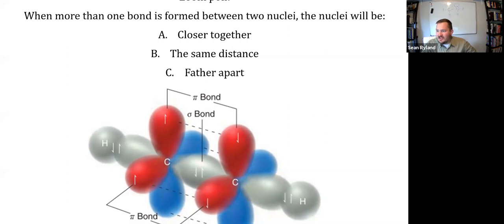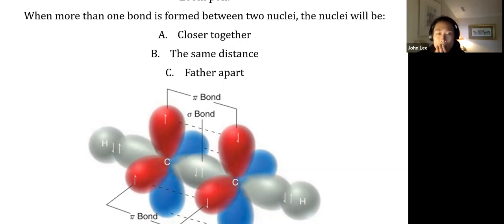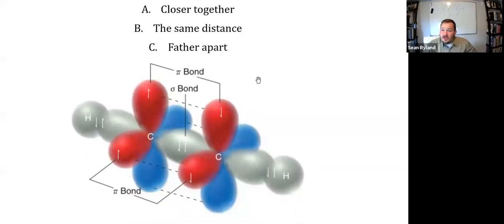4 or 5 out of you guys said closer together, a few said the same distance, and a few said farther apart. Those of you who said the same distance, why did you think they'd be the same distance apart? Because those pi bonds are above and below. Yeah, so they're not in between the two nuclei, so it makes sense that they shouldn't be too affected.